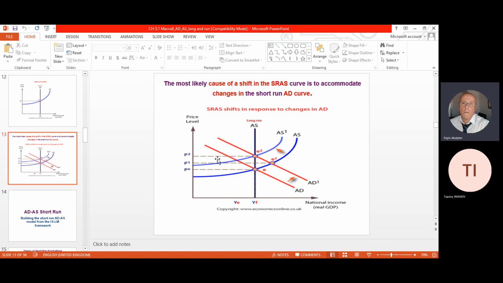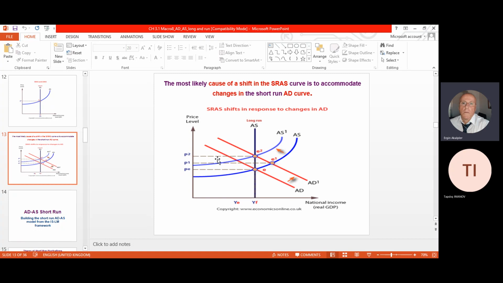The most likely cause of a shift in the short-run aggregate supply curve is to accommodate changes in the short-run aggregate demand curve. And as indicated, the short run shifts in response to a change in aggregate demand. As you see, the price changes become effective for the aggregate supply until the long run, where full employment is realized. After this intersection, the price increases, but the aggregate supply curve is not effectively changed. As you see, the aggregate demand is shifted to an upper level, but this will then shift the aggregate supply curve to the contractionary, reduced position.